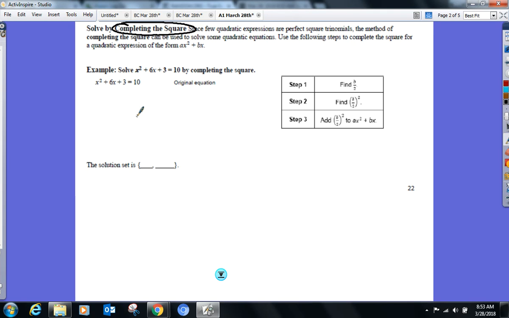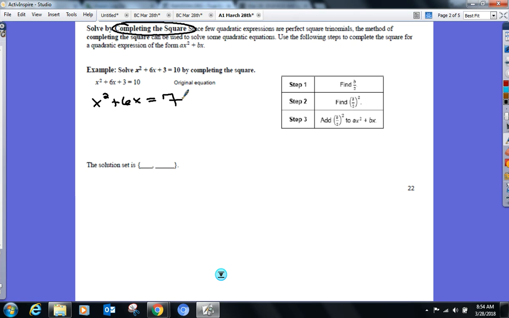So now I have x squared plus 6x plus 3. What's my C value up there? 3. It's got to be moved to the other side. So I'm going to have x squared plus 6x equal to 7. Make sure your C value is to the other side.